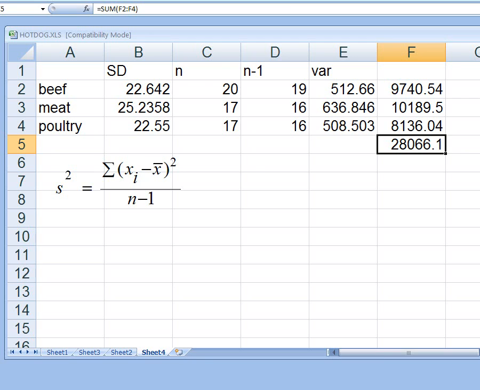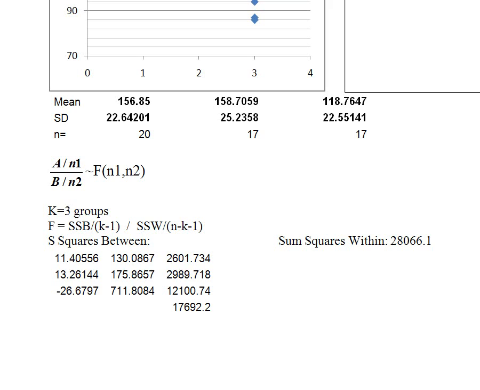So, 28,066.1. So we calculated the sum of squares between that goes on the numerator of this F statistic calculation, and we calculated the sum of squares within that goes on the bottom. Now we need to do one more step, and then we can calculate our F. We have to divide the sum of squares between by k minus 1, the groups minus 1. So we need to divide that by 2.